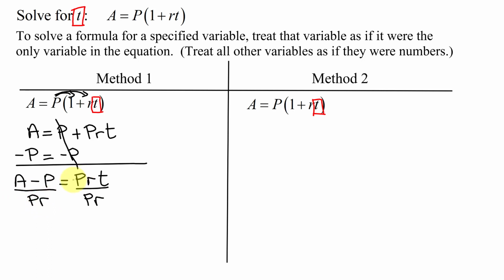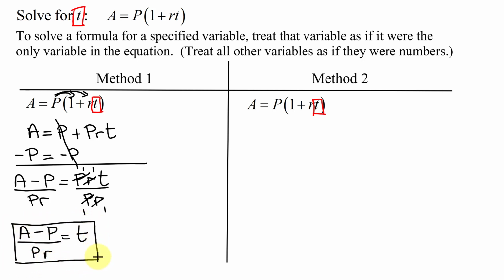On the right-hand side, the p's reduce, the r's reduce, so the only thing left on the right-hand side is t, which is what I'm trying to find, equals, now be careful, you cannot reduce these two p's, because the p in the numerator is not a factor of the whole numerator. So t equals a minus p divided by p times r. And that is one method of solving this equation.